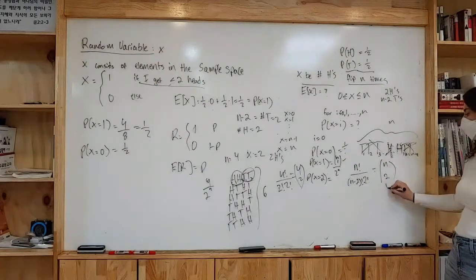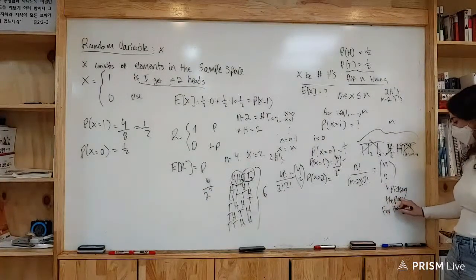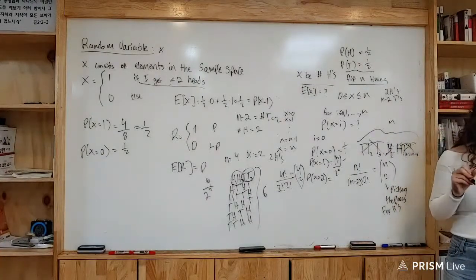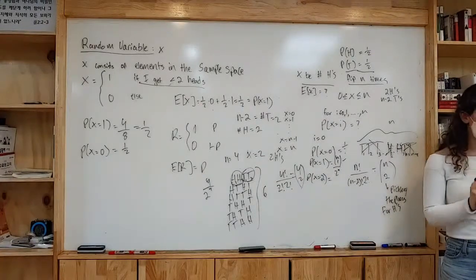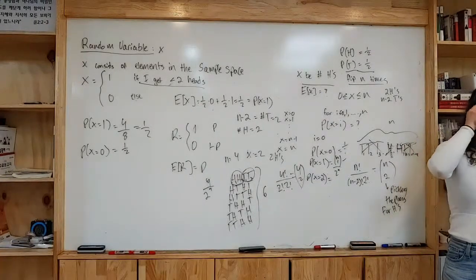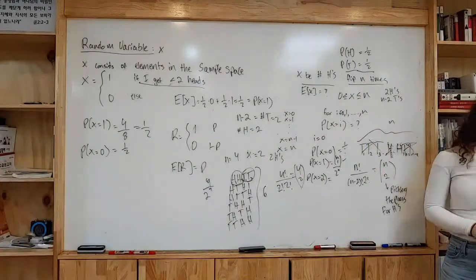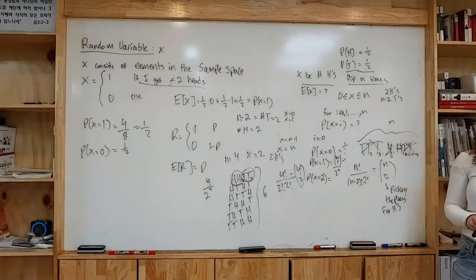This is equivalent to picking the 2 places for h's, right? Because this is the number of ways to pick 2 items from n items. So it's like I'm picking the two spots that the h's are going to go. Okay? Alright, so what is the probability that x equals 2? Probability I have two heads.